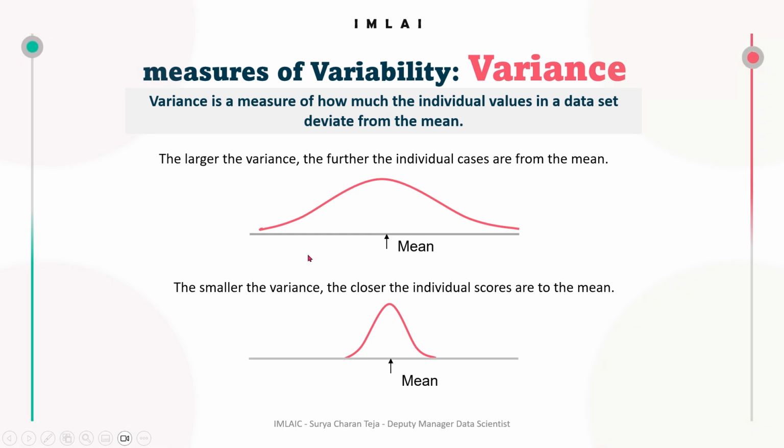So that's how the variance makes a huge difference when you want to understand the variability or spread of a data set. Again, the larger the variance, the further the individual cases are from the mean. The smaller the variance, the closer the individual scores are to the mean. This is the main interpretation you have to take from the variance.